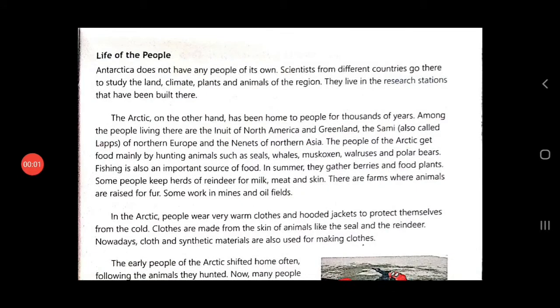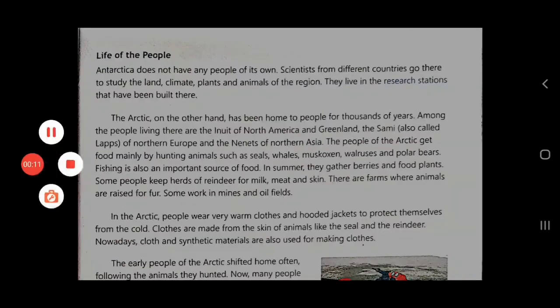Now moving towards the next page, children, page number 31. Okay, now we will study about the life of the people in the polar regions.